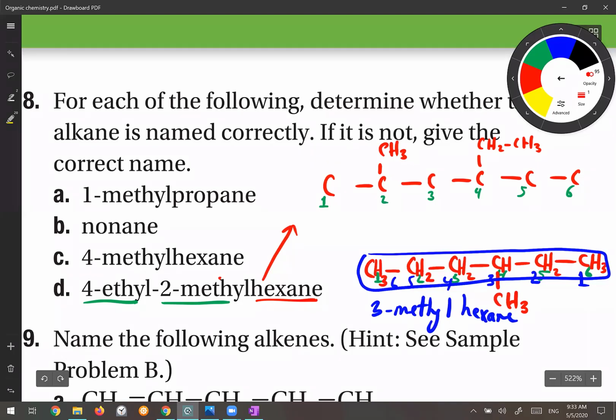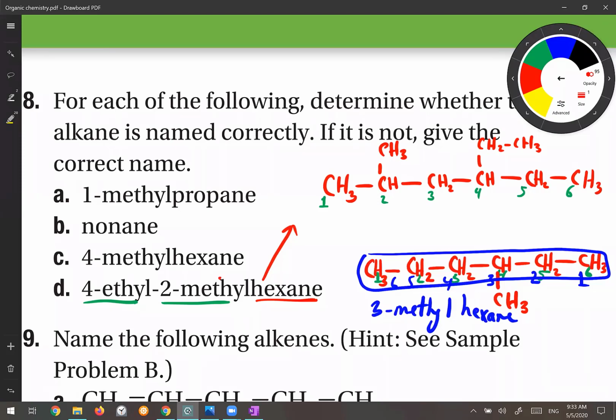Let's add the hydrogen to the rest of the carbon. Carbon number 1 has only 1 bond with the carbon, so it needs 3 hydrogens. Carbon number 2 needs only 1 hydrogen. Carbon number 3 needs 2. The 4th one needs 1. The 5th one needs 2. And the last carbon needs 3 hydrogens.